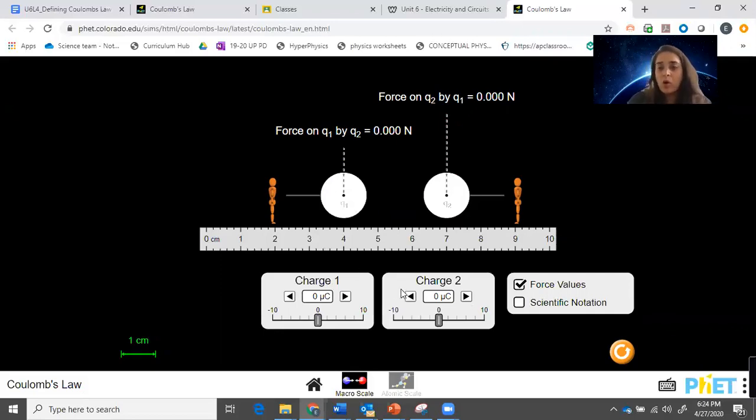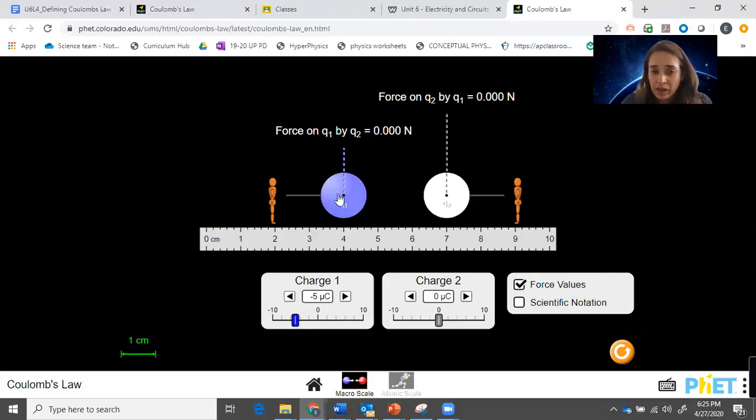So while I'm doing this demonstration, write down anything in your notebooks, any observations that you're seeing, anything that you find interesting, any conceptual things that seem important to you. Okay, so the first thing I'm going to do is make this charge negative or positive. I have the ability to do either, so I'm going to start with making this negative.